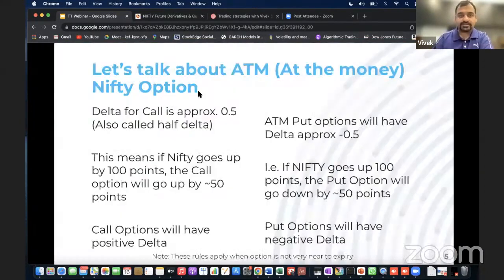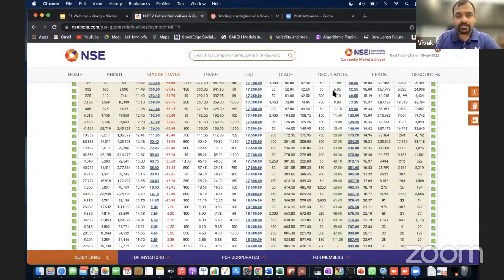Right? So let's look at at the money Nifty options. We'll look at the current option chain for better understanding. Nifty right now is around 17,500, so this is the at the money. The left side is all the call options and the right side is all the put options. Everything below the 17,500 strike is in the money for calls, and all above are out of the money. That's shaded like this as well. The at the money call is 136 rupees, the 17,500.